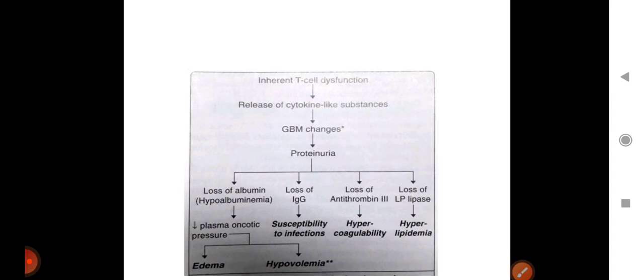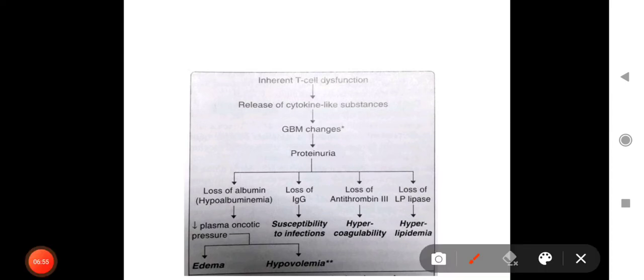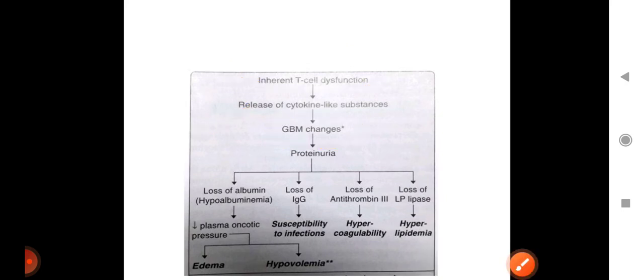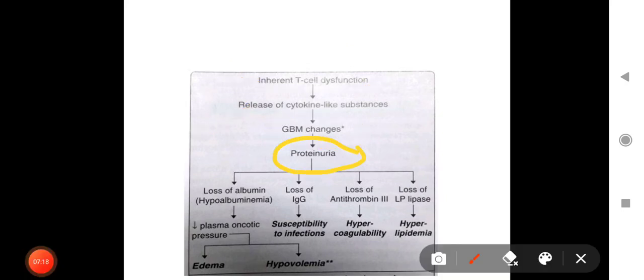Now, this is a good and very important flow chart which you should remember, which will clear concepts about why the symptoms and clinical signs develop and how these signs develop in nephrotic syndrome. There is supposed to be an inherent T cell dysfunction which leads to release of cytokine-like substances, which lead to glomerular basement membrane changes, which finally leads to proteinuria.